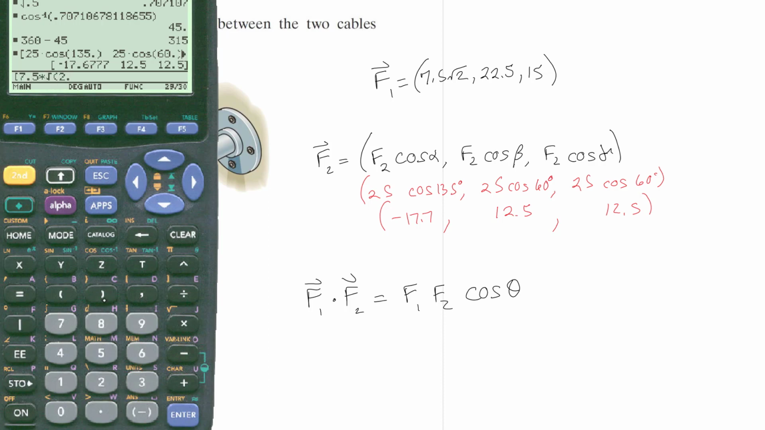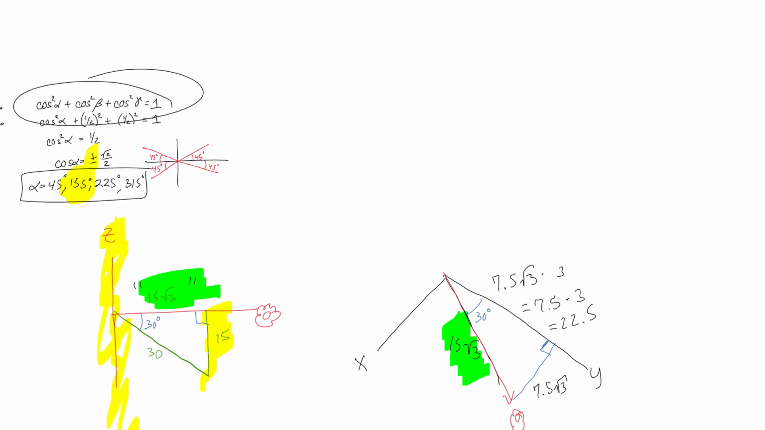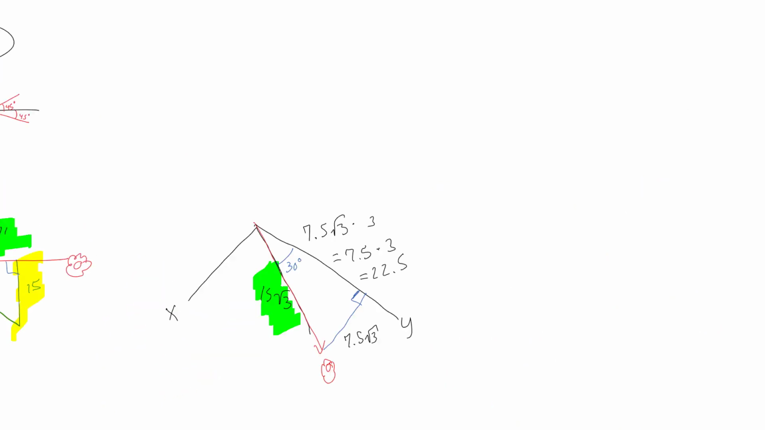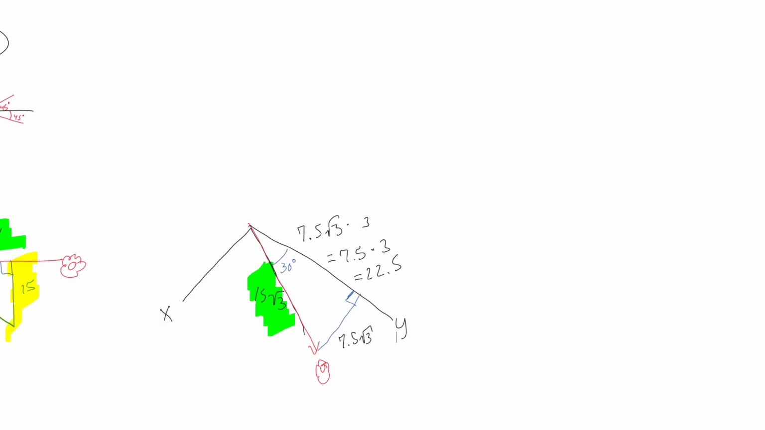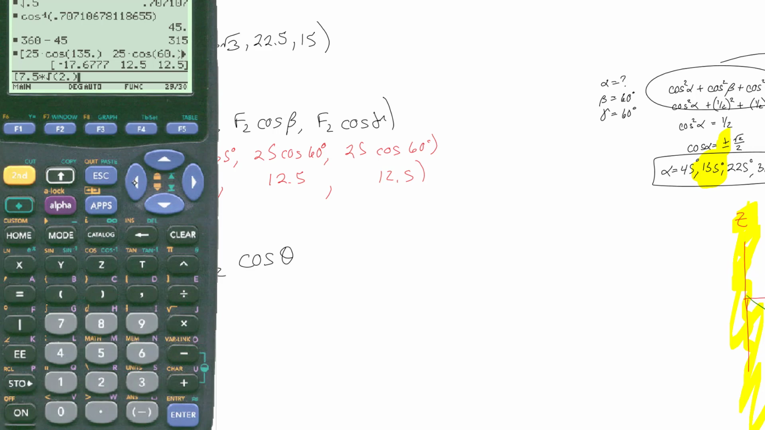7.5 square root of 2. See, that doesn't sound right. Was it supposed to be square root of 3? And nobody told me? It was 7.5 square root of 3. I just wrote 2. How come y'all didn't say anything? 7.5 square root of 3, comma 22.5, comma 15.